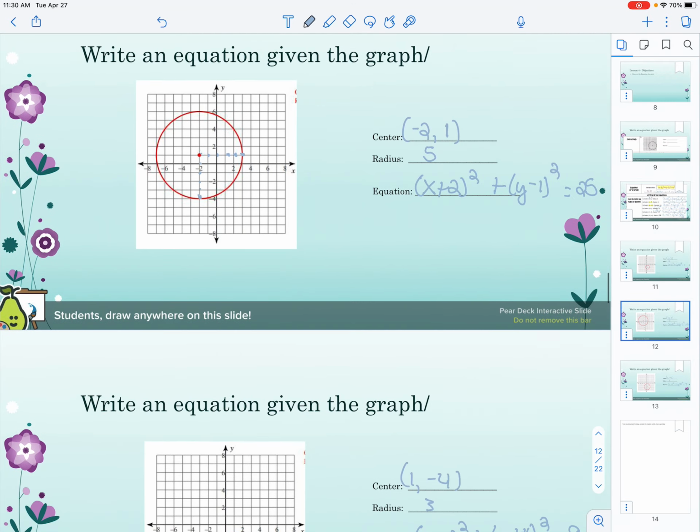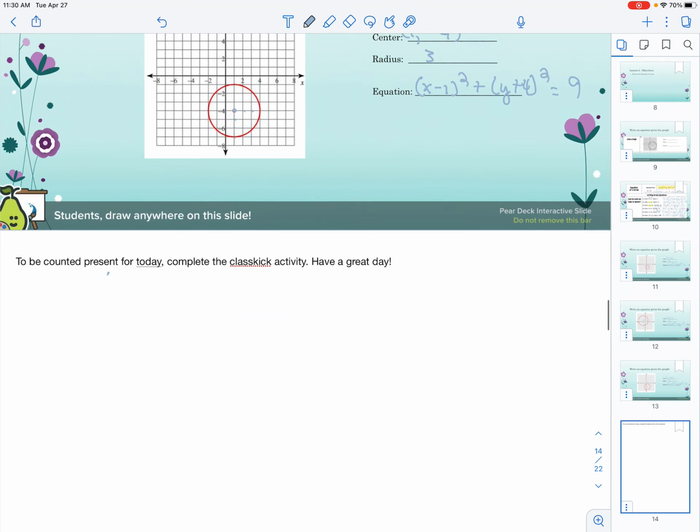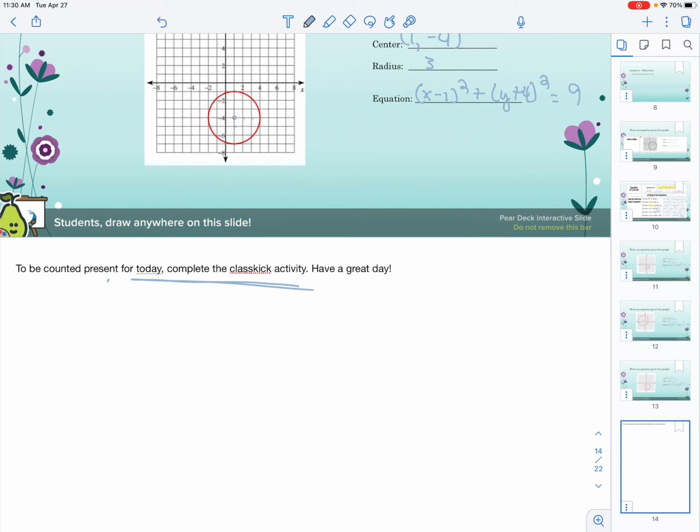And you have an activity in ClassKick to complete. And by completing this ClassKick activity, you will be counted present for today.